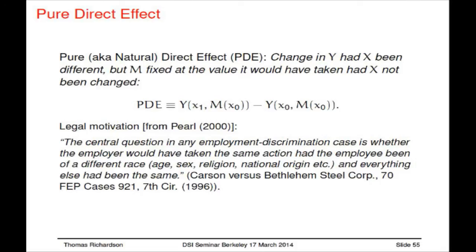But notice, this would be hard in general. If we wanted to do an experiment in order to observe this quantity, we would have to take all of you, assign you to placebo, run time forwards, observe your value of the mediator, run time backwards, assign you to x1, and then assign you to the value of m that we saw that you had before we ran time backwards. Okay, so it would be hard to observe directly.